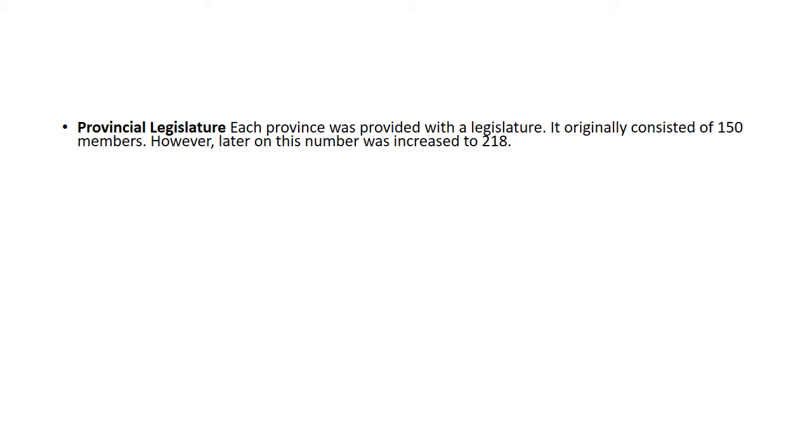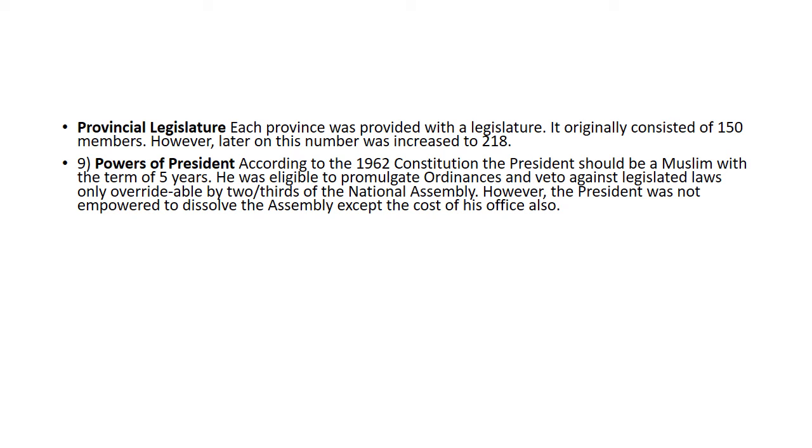Provincial legislatures were also made. Each province was provided with a legislature. It originally consisted of 150 members. However, later on this number was increased to 218. The powers of the president: according to the 1962 constitution, the president should be a Muslim with a term of 5 years. He was eligible to promulgate ordinances and to veto legislated laws, overridable only by 2/3 of the National Assembly. However, the president was not empowered to dissolve the assembly except at the cost of his own office.